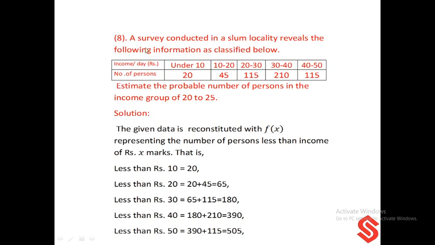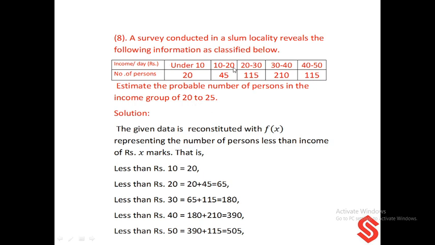Next, 8th problem. A survey conducted in a slum locality reveals the following information as classified below. Income per day in rupees, and next row, number of persons. So below 10, 20 persons, 10 to 20, 45 persons, 20 to 30, 115, 30 to 40, 210, 40 to 50, 115. Estimate the probable number of persons in the income group of 20 to 25.